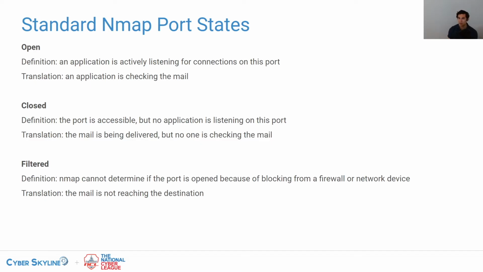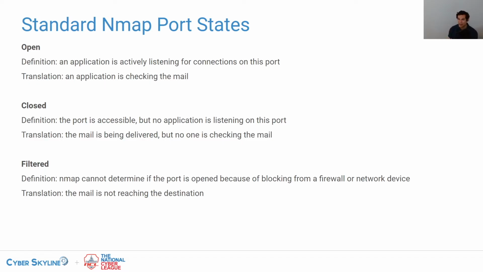There's open, which means that there's an application actively listening for connections at this port. That basically means an application is checking the mail. There's closed, which means that the port is accessible, but there's no application listening on the port. That means the mail is being delivered, but no one is checking the mail. There's no application going through and reading that data. There's also the third state, which is filtered.